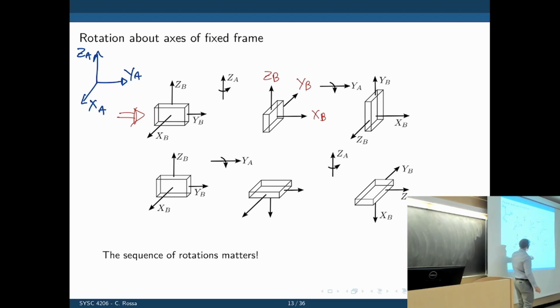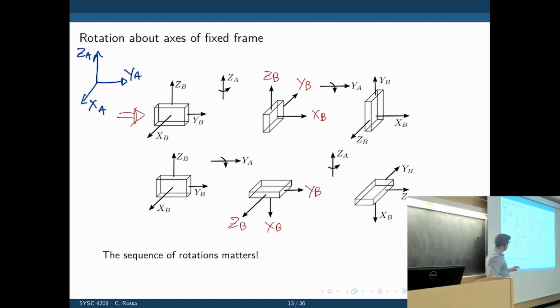So what are these axes here? Where is the one pointing down? Take this and rotate that around YA. Pointing down is XB. Wait, it turns this way now. Like this. It turns this way. Yeah. So YB doesn't change. And then we have pointing down XB and then pointing to the front ZB.